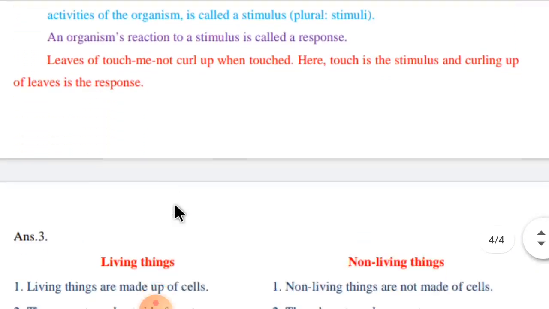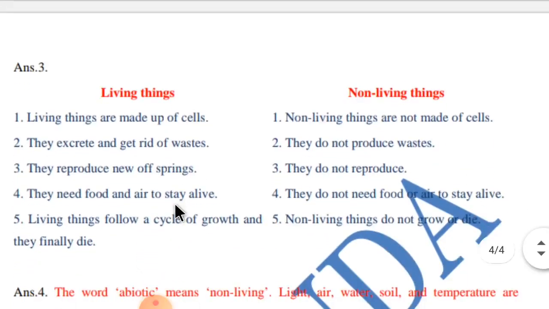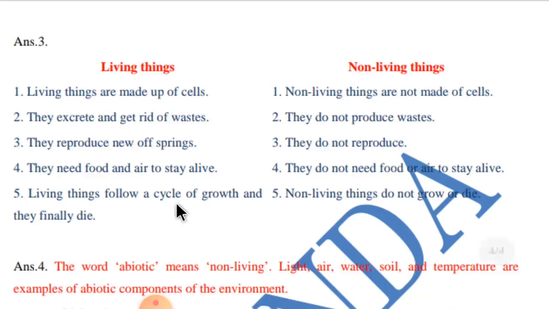Let's see the next question: differentiate between living things and non-living things. Maybe you have been learning this question and answer from third standard, what are living and non-living, but here we have to write the characteristics. Let's see the living things. Living things are made up of cells, while non-living things are not made up of cells. Living things excrete and get rid of wastes, while non-living things do not produce waste.